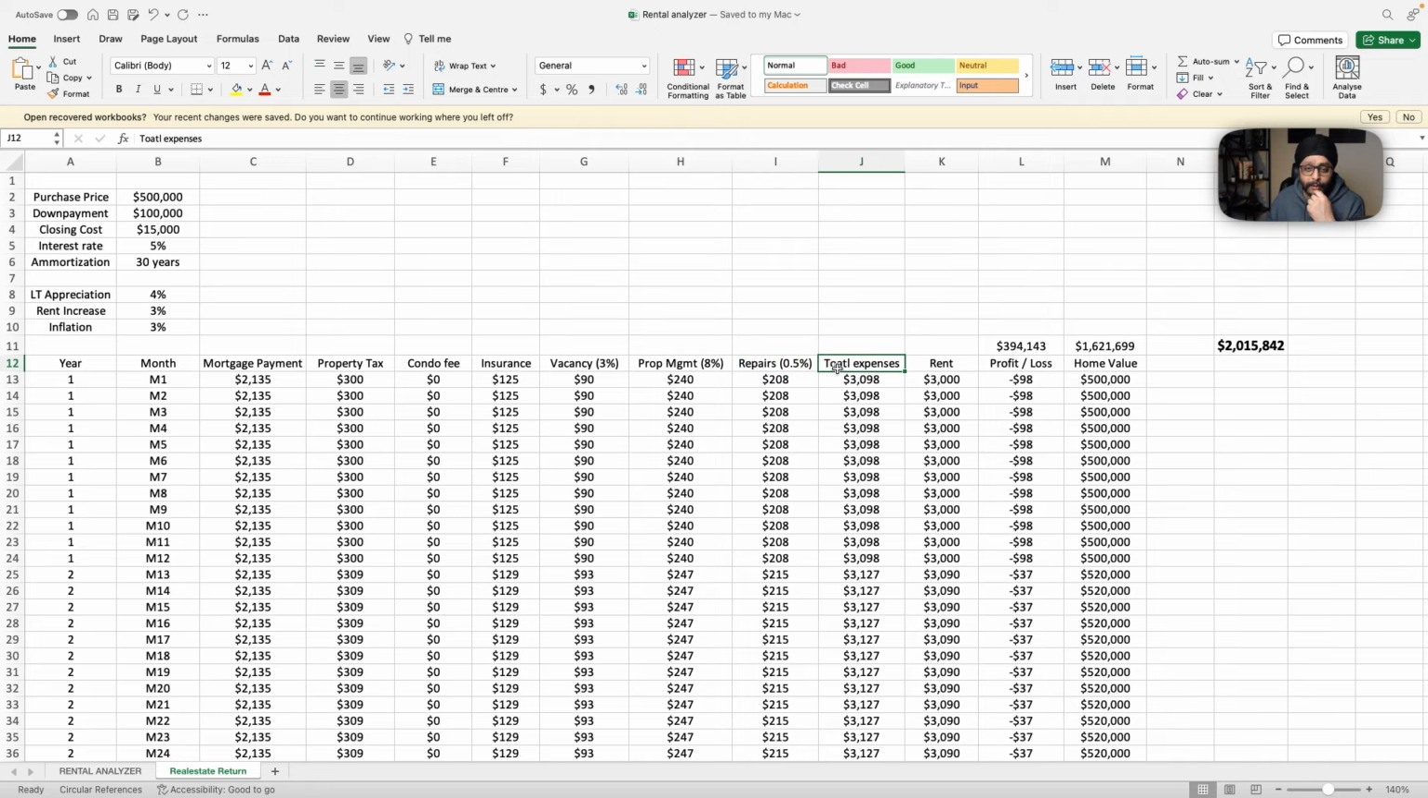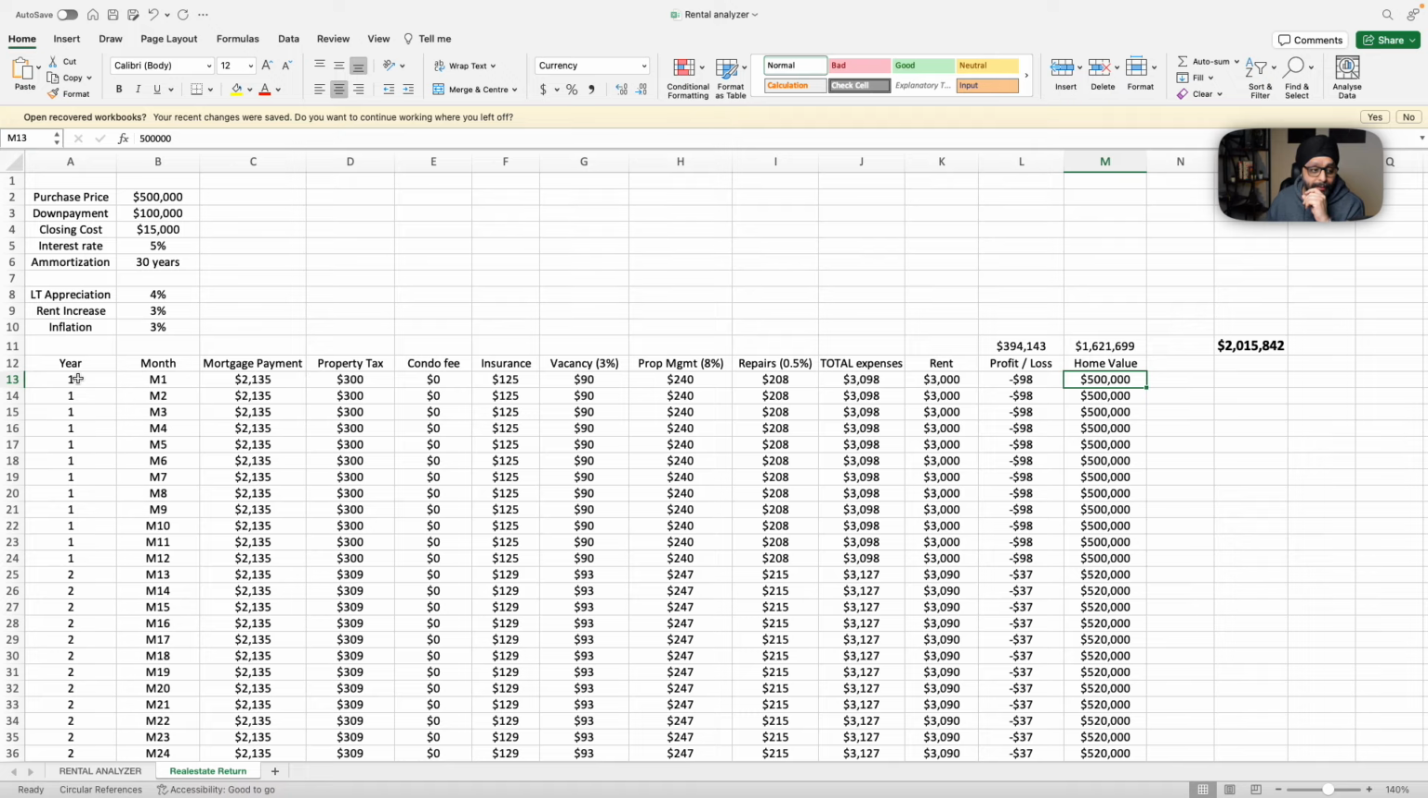The total expenses, and obviously the spellings are wrong here, sorry about that, will be about $3,098. Let's assume the rent that you get is $3,000, and I'll give you an example where actually you get a much higher rent than this if you invest in the right places. But let's assume that you are getting a rent of $3,000. The profit and loss is just about $100 of loss, and the home value is $500,000.